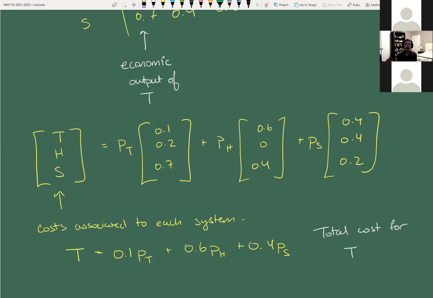And then the economic equilibrium states that there exist prices that can be assigned to the total outputs of the various sectors in such a way that the income of each sector exactly balances the expenses. So what I think that means is that we want this to be equal to 1 times P sub T.